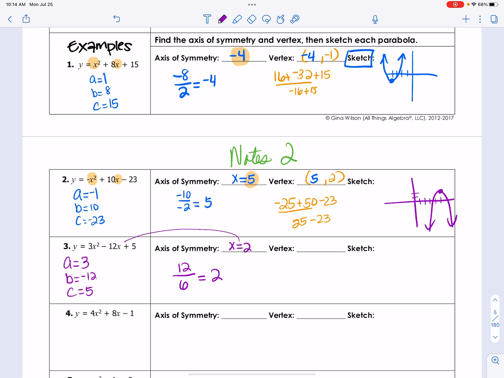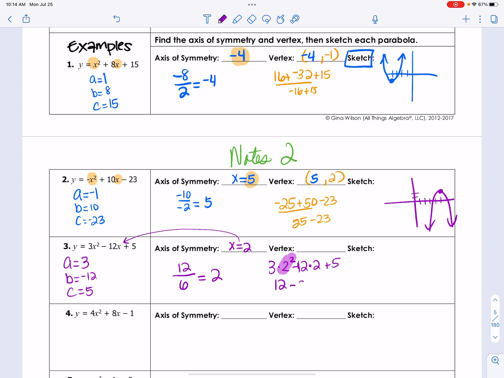I'm going to take that 2 and put it into here. So remember, you square first. 2 squared is 4, 4 times 3 is 12. Some kids want to do 3 times 2 is 6, and 6 squared is 36, but that's not the right order of operations. Let me write that out so you can see what I'm saying. This is saying 3 times 2 squared minus 12 times 2 plus 5. I've got to square first and then multiply by 3.